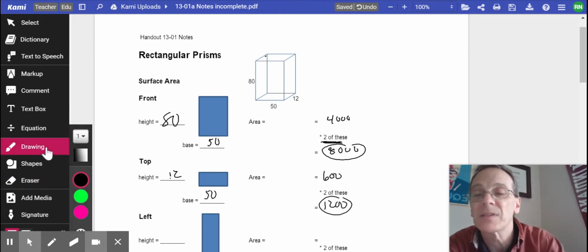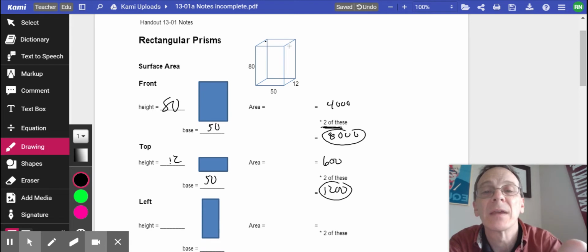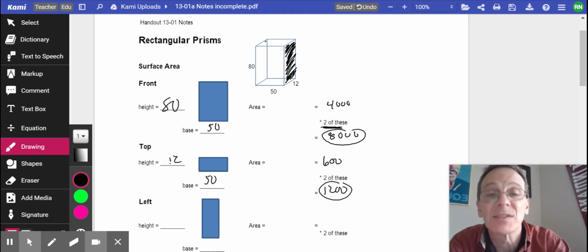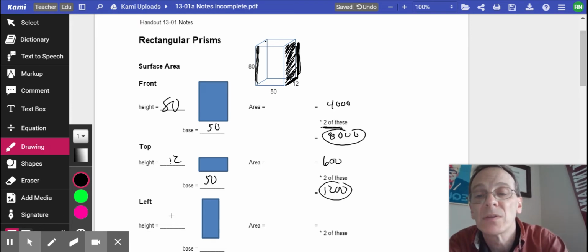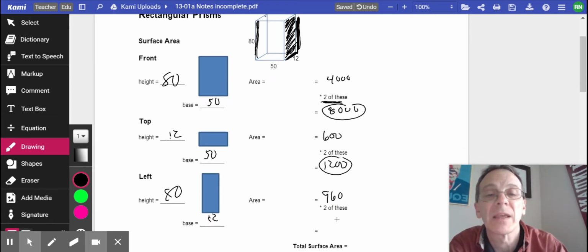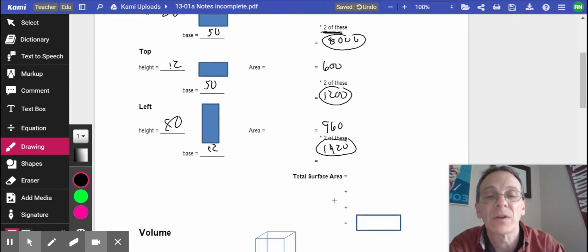And then we've got a left side and a right side. From our perspective of this thing, I would call that the right side. The left is the same. It's 12 units across like that, and it is 80 units tall because that length has got to be the same as this over here. So 80 tall by 12. That's 80 times 12, which is 960. And again, there's a left and a right. So double that, 960, and you get 1,920 for the area of the left and the right side.